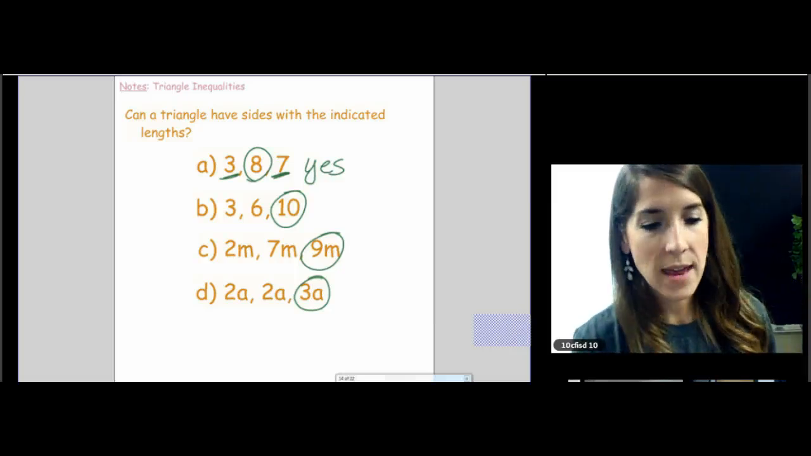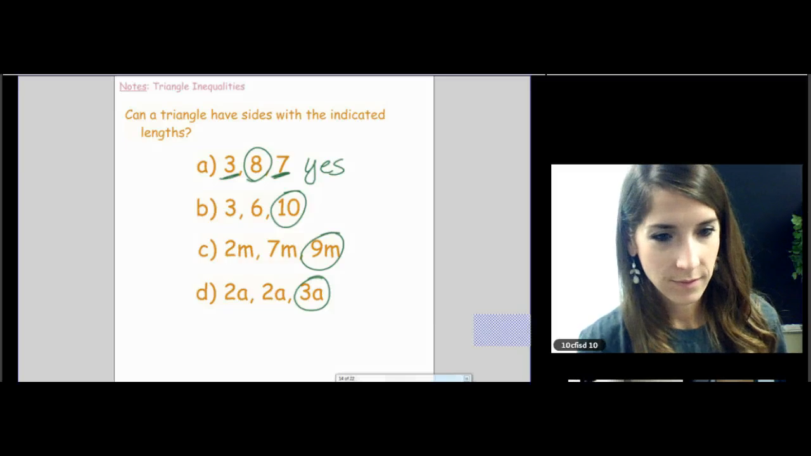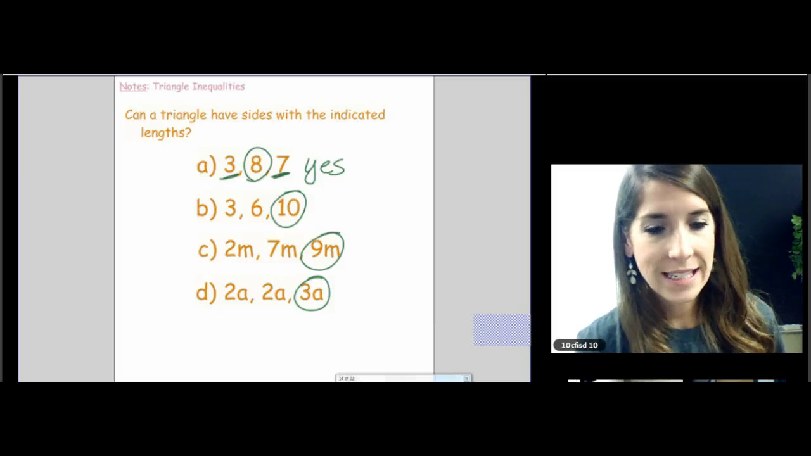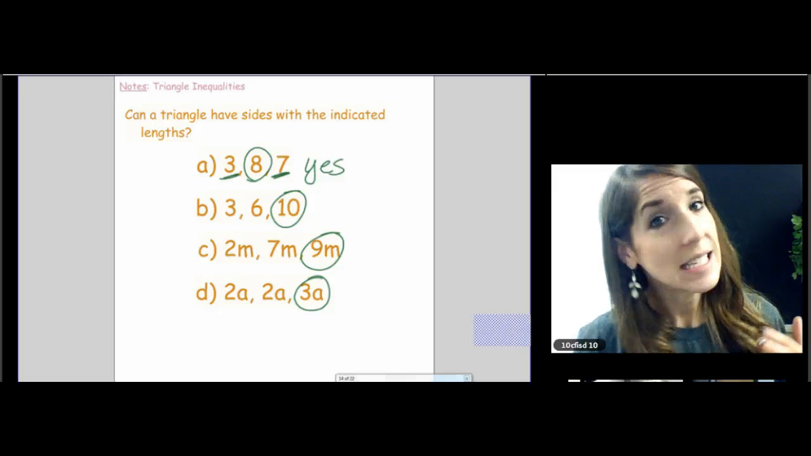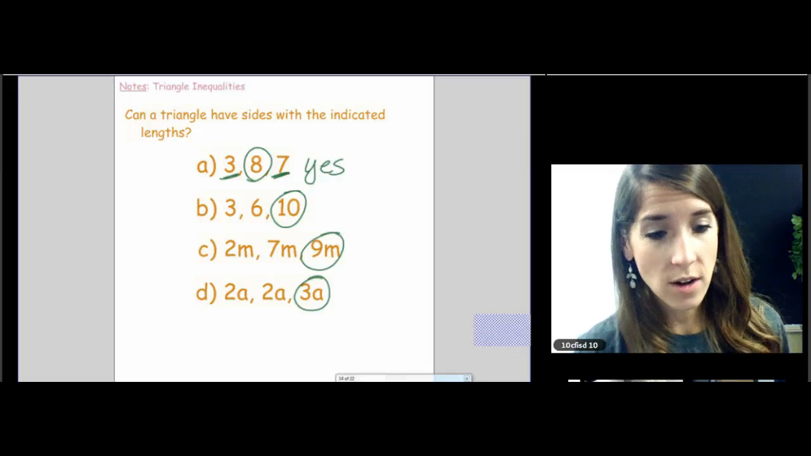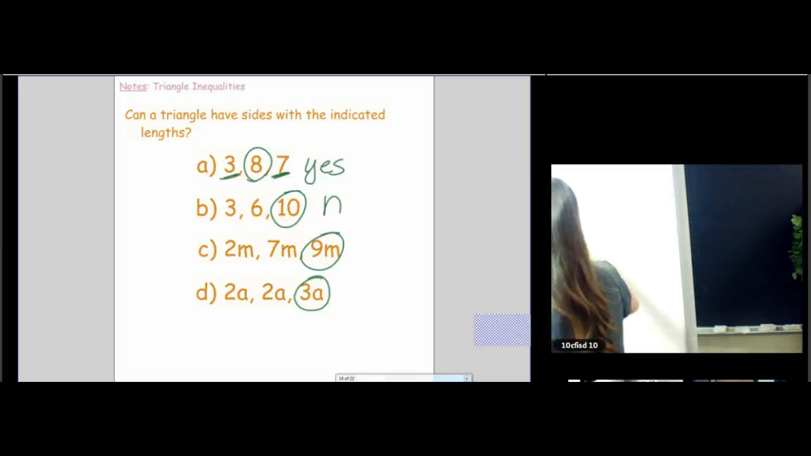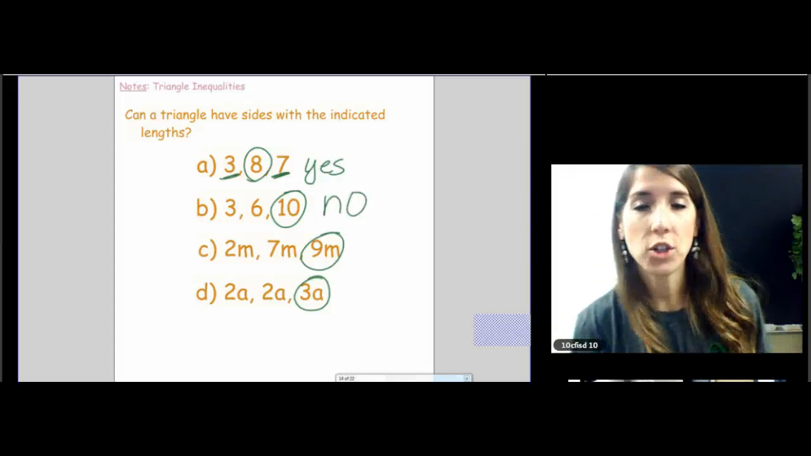Karthik, what do you get for B? Yes or no? What is 3 plus 6? 9. Is 9 greater than 10? It's a yes or no question. Is 9 greater than 10? No, it surely is not. So you could not form a triangle.